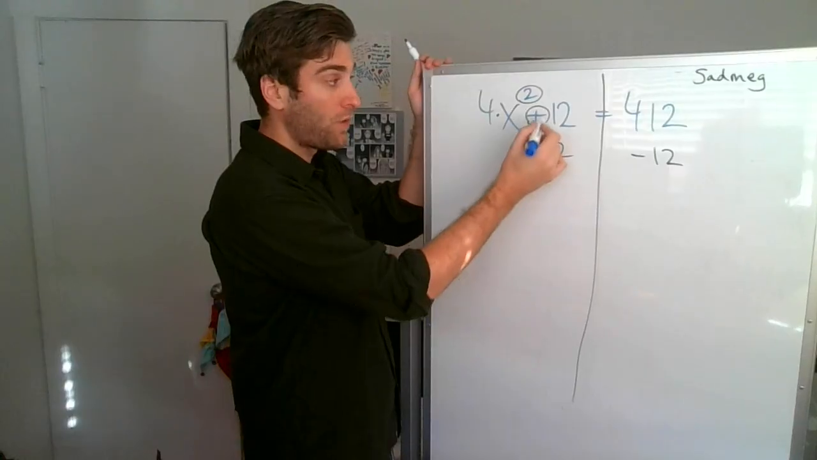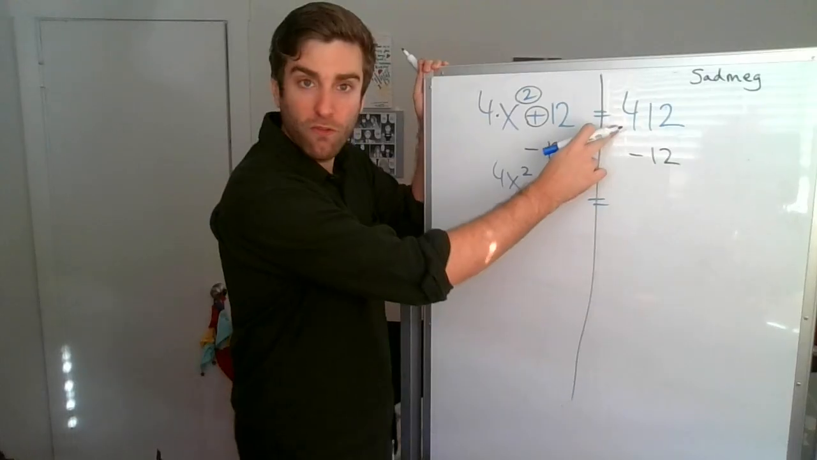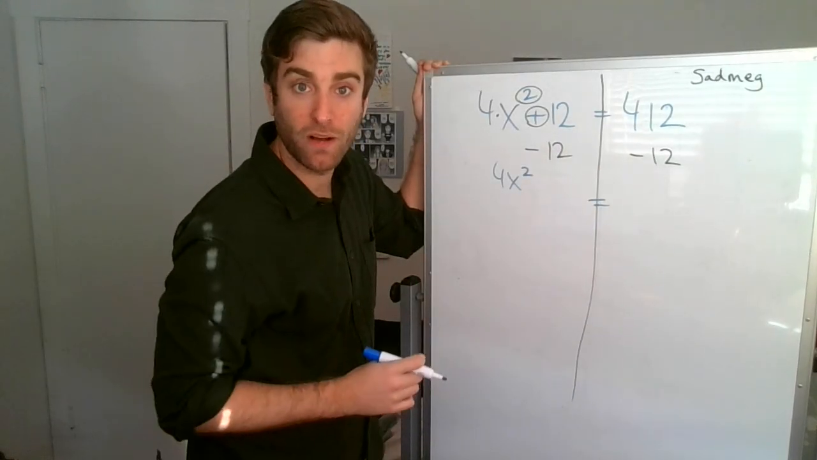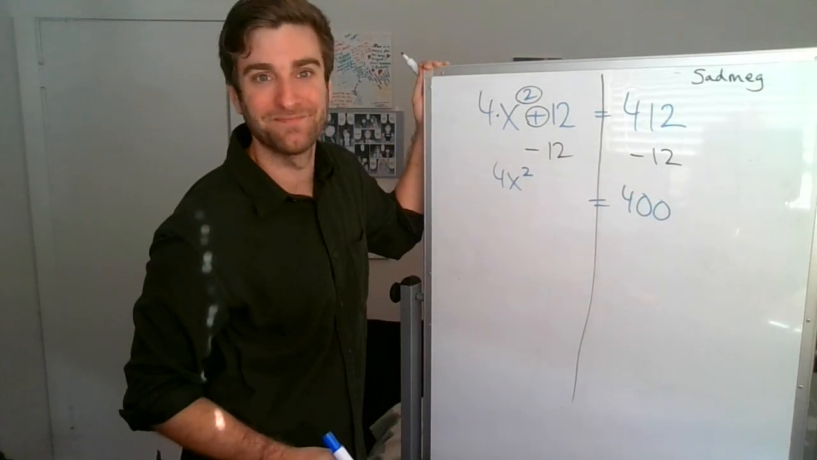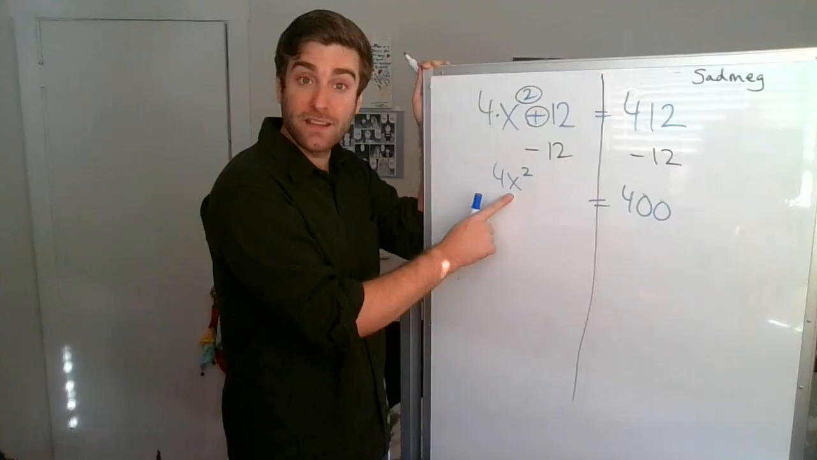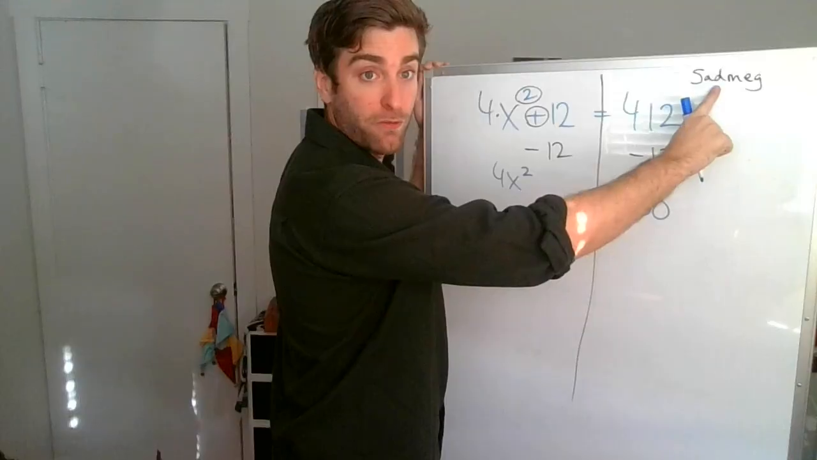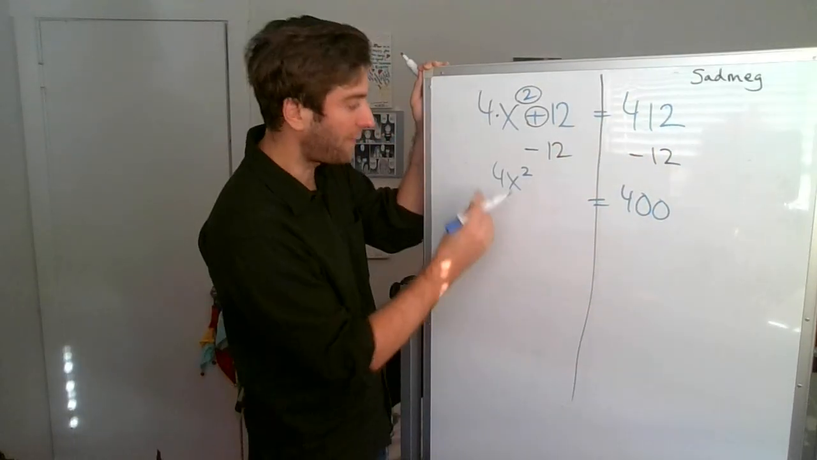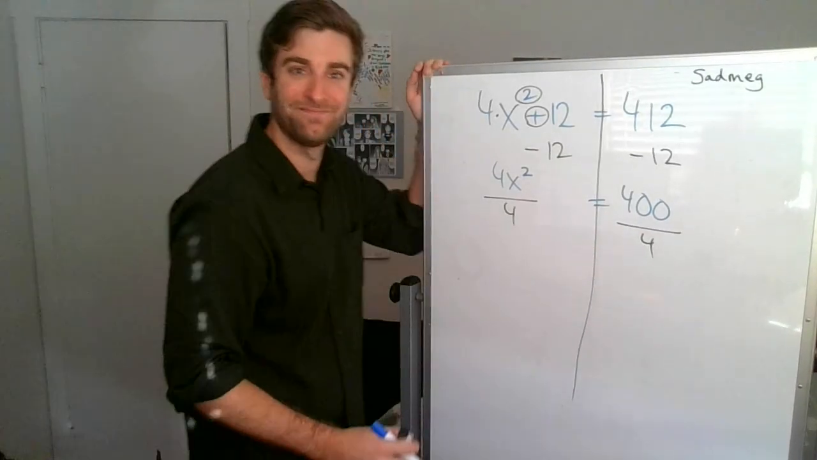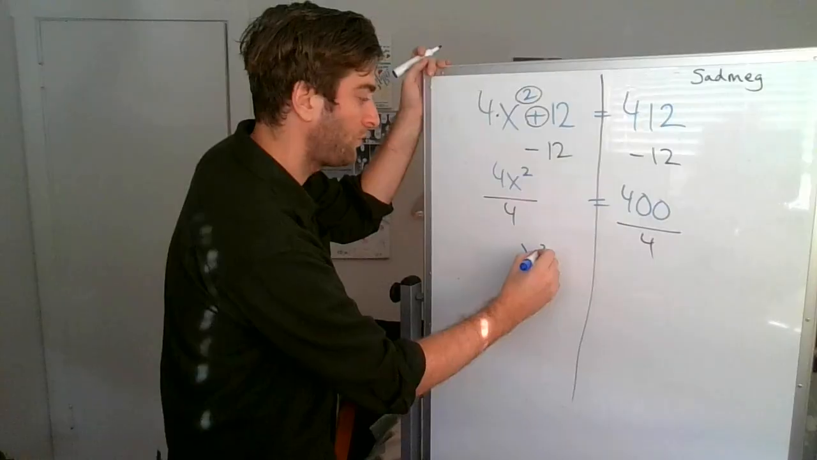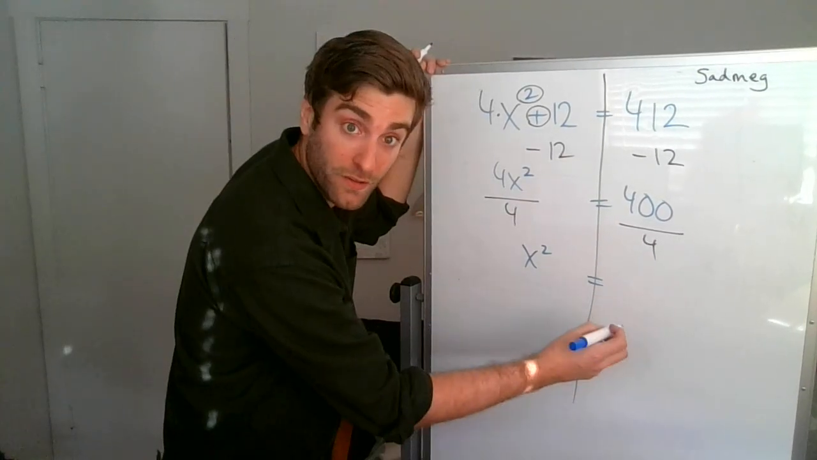Easy enough. 12 minus 12 is nothing, so I'm left with 4x squared equals 412 minus 12. I'll give you a second. That's right, 400. Next thing, do I take the square root of this? No. I have to divide first. Division comes before exponents. So I'm going to divide both sides by 4. That's going to leave me with x squared equals, well, what's 400 divided by 4? It's 100, right?